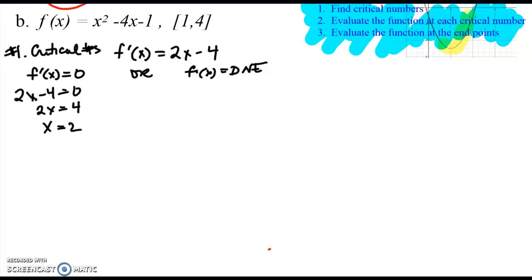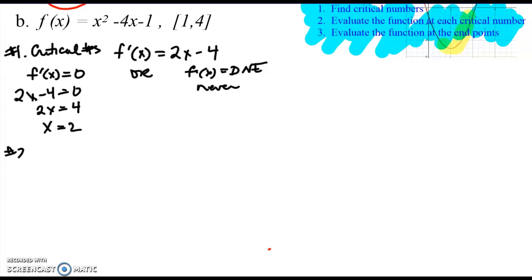Now, does this ever not exist? Meaning, are there any asymptotes here, things that are not in the domain? No. Never. It always exists. Okay, so we have one critical number.